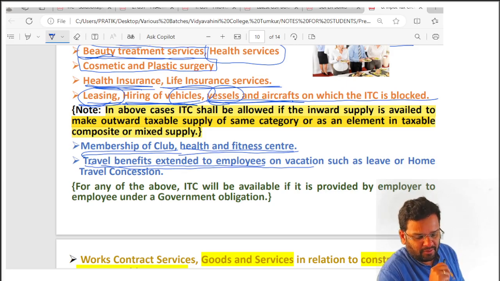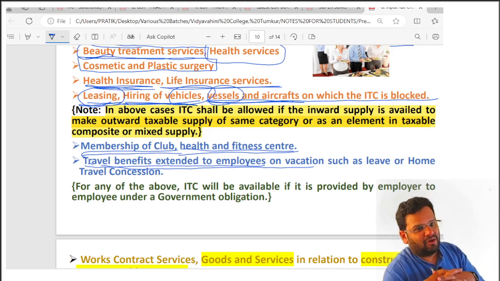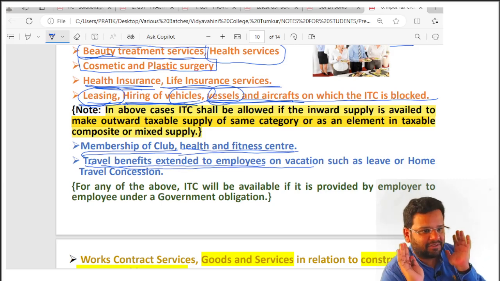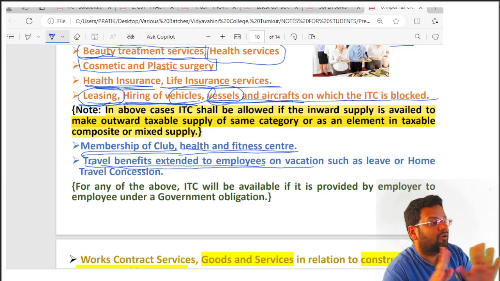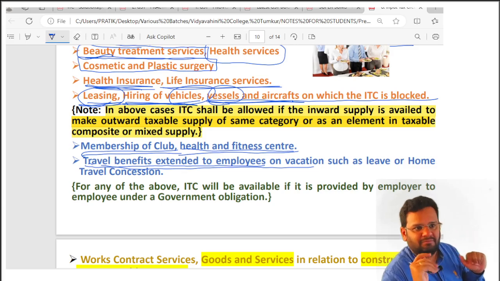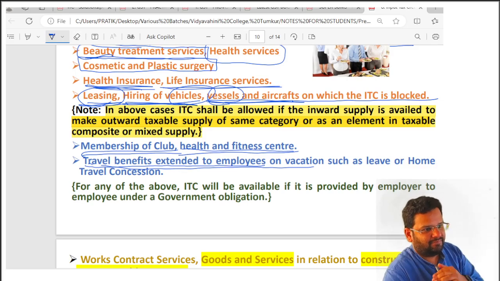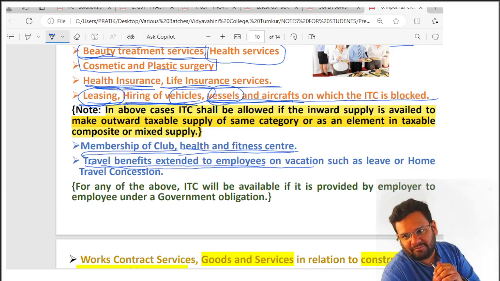I hope all of you understood membership of club, health and fitness center. It means gym membership is purchased by the company in bulk to give to its employees. On that gym membership there will be GST. Of that GST, the company cannot take ITC. The company cannot say we are taking it for our employees to keep them motivated. Government will say look at 17(5)(b), we are blocking the credit.